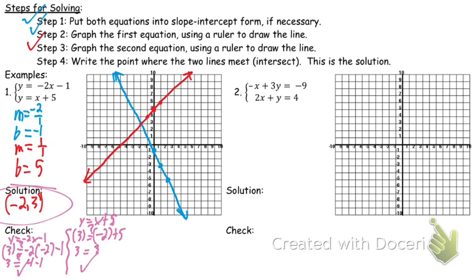Okay, let's look at number 2. Negative x plus 3y equals negative 9. 2x plus y equals 4. What's our first step? We have these 4 steps. What's our first one? Make them in slope-intercept form. On this one, do we need to do that? Yes, sir. We didn't need to on our first one. We need to on this one.